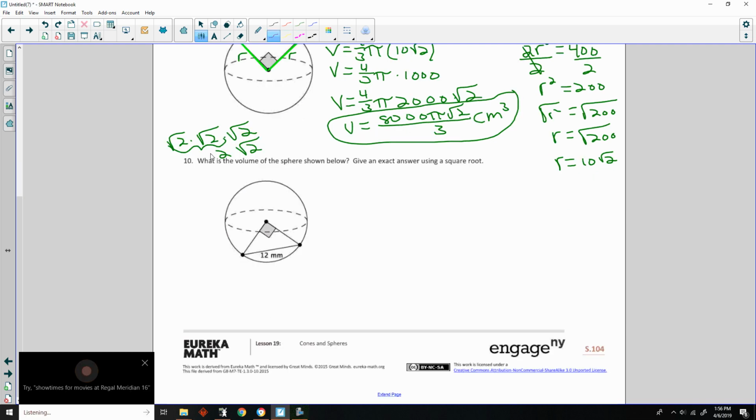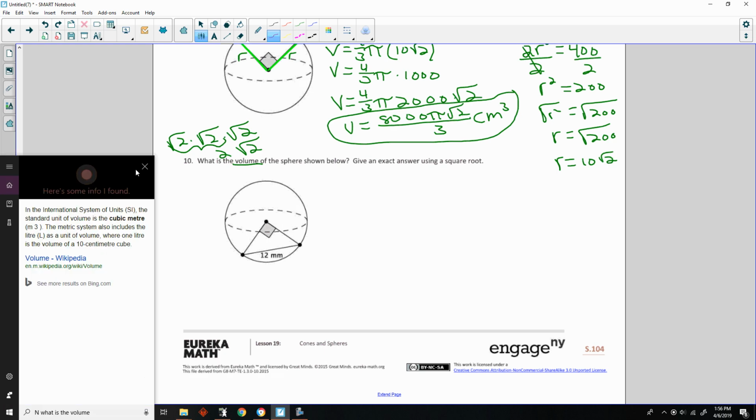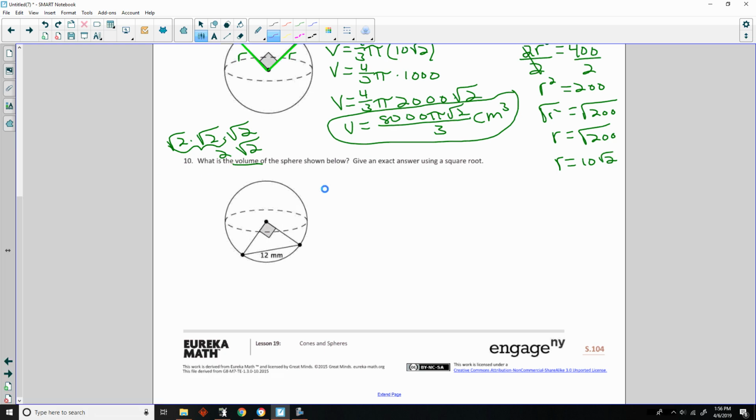Okay, number 10. What is the volume of a sphere? So the first thing I'm going to do, okay, my computer's really wacky. I'm going to have to reboot. Volume equals 4/3 pi r cubed.